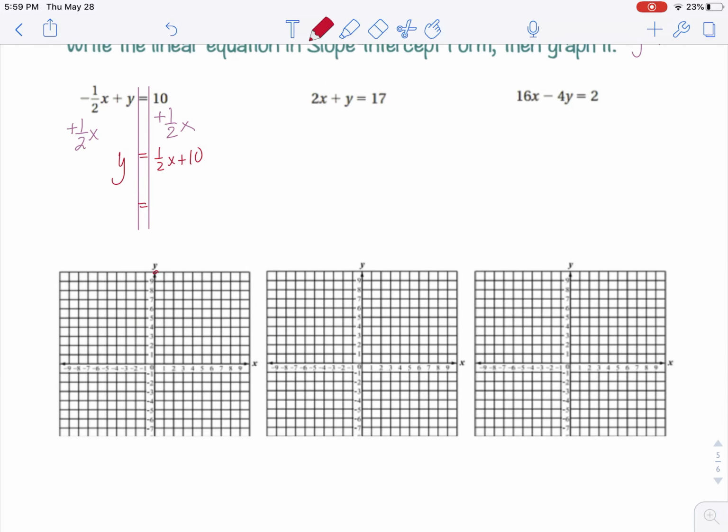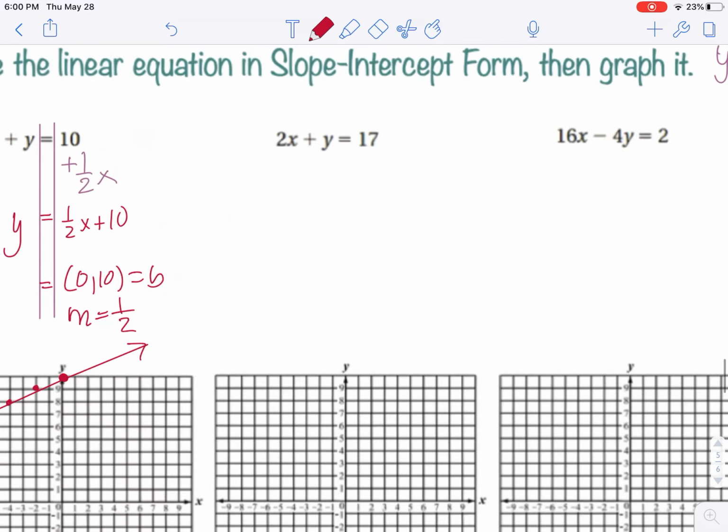So what we're going to do is we're going to go to 10. Now, that's my y-intercept, (0, 10), because that's my b. My m is 1/2. I can't go up and to the right, so I have to go down and to the left, down and to the left, down and to the left, down and to the left, down and to the left. And there I have my line, which is so much easier than trying to find the y-intercept and the x-intercept.